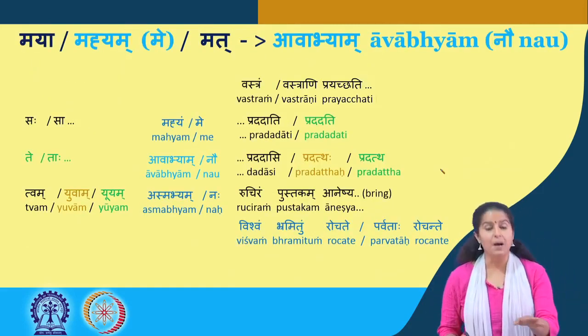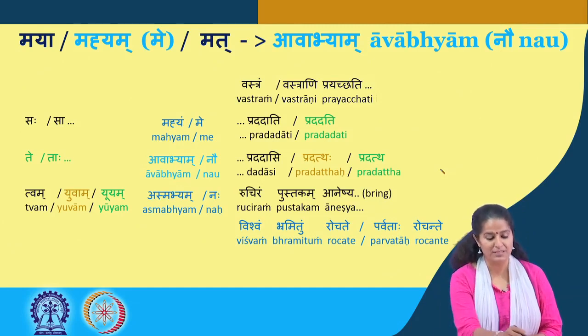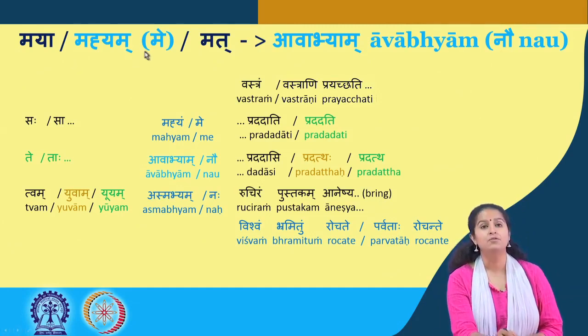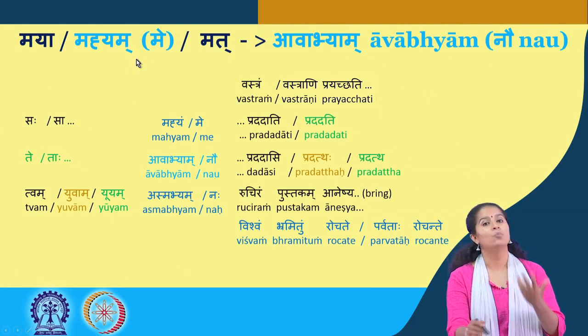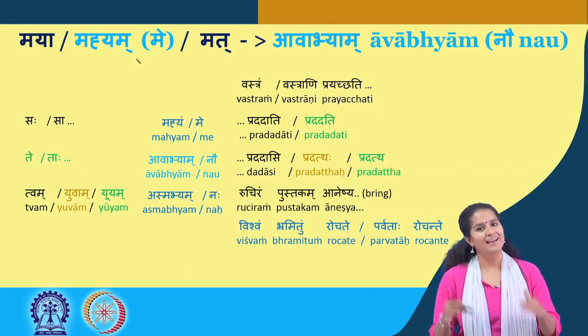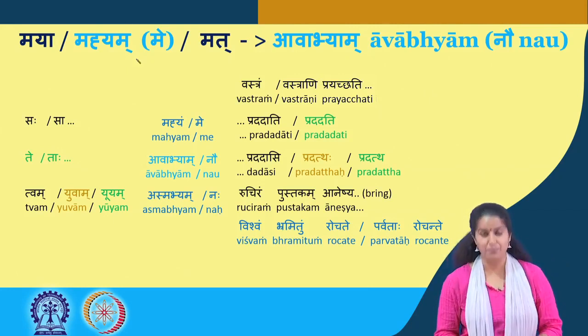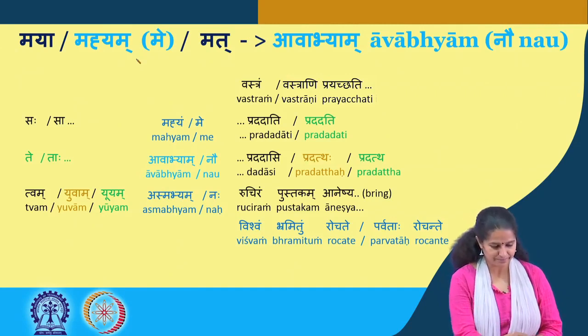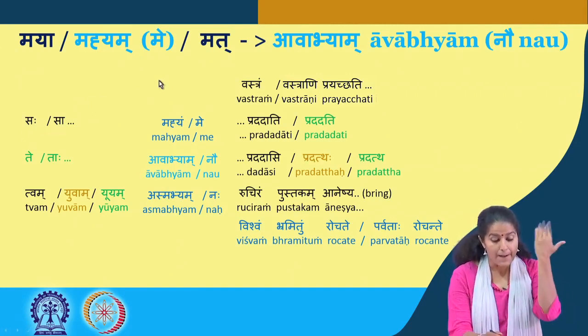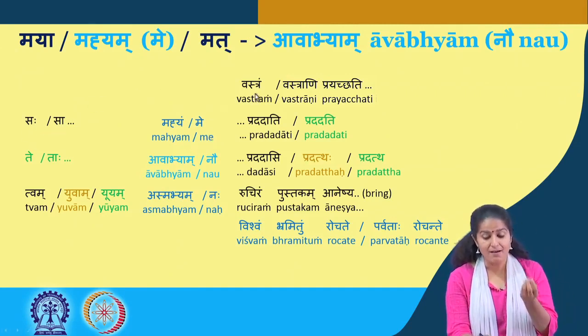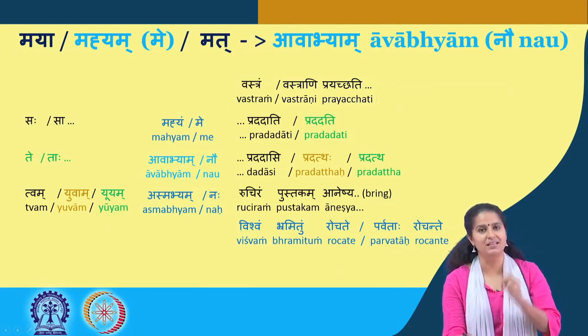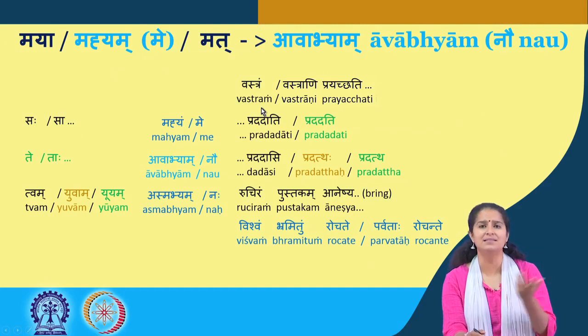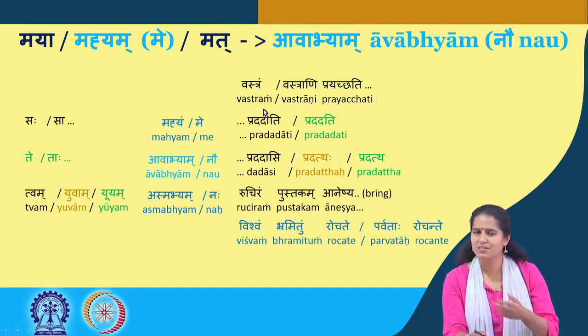So here we have the mahyam. We are taking the dative case here. So the mahyam, to me, which also becomes avabhyam. Let's see how it is put into application. So saha mahyam or me vastram prayachati, gives me cloth. Now you can replace vastram with anything else that you are fond of or whatever other vocabulary that you would like to put in practice there.